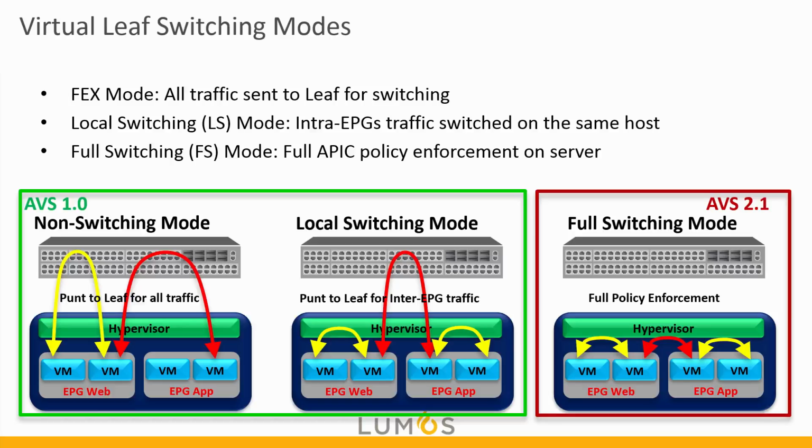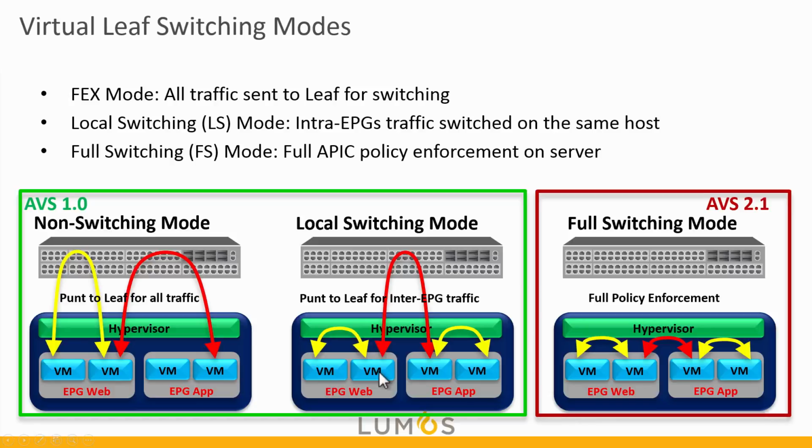As I mentioned, in just a few months the full switching mode will be out, and inter-EPG will be supported, not just layer 3 routing, but policy as well. So, I'm not sure why you would want to use the non-switching mode. You could use that FEX mode. A lot of people actually do use that for wire speed routing, or really wire speed switching. We want that performance gain that we get from switching with hardware ASICs. And then you have the option of doing local switching mode, where intra-EPG is switched locally and inter-EPG is switched at the leaf.